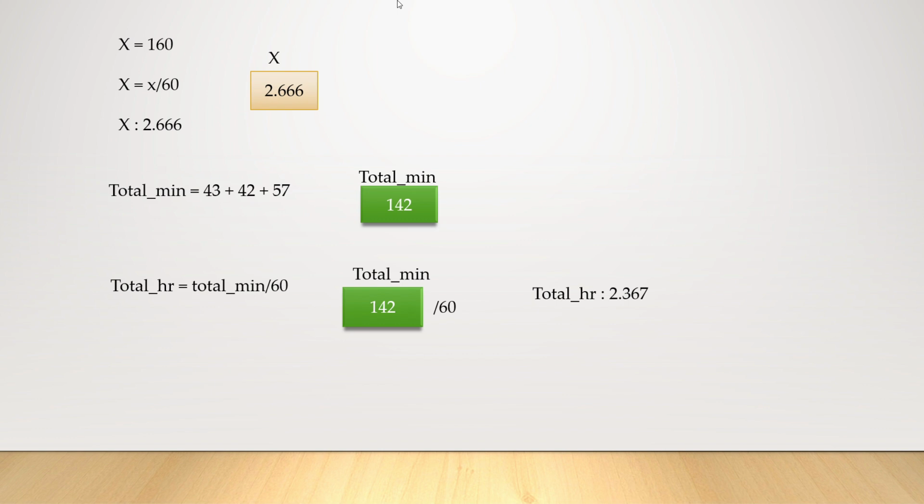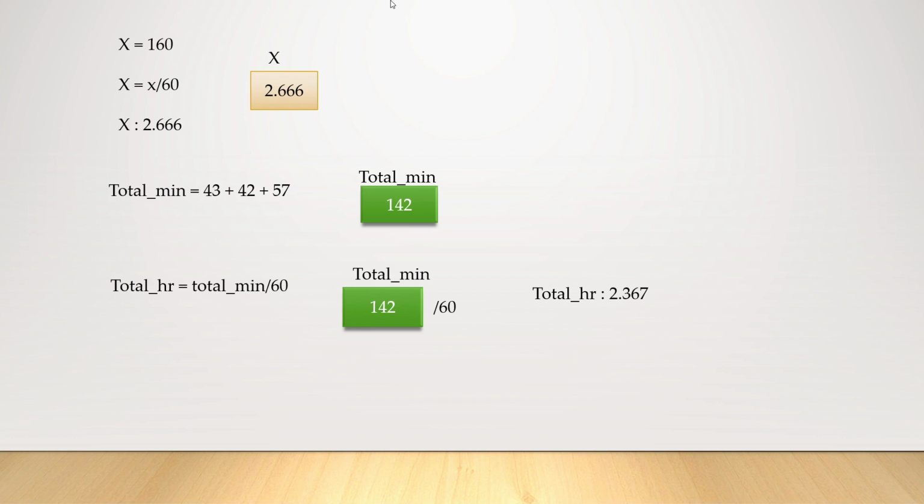In the next question, total hour is equal to total minute divided by 60. When we want to get the hour, we have to divide the total minutes by 60. So the total minute will be 142 from the above one. That will be divided by 60. Then we get the total hour as 2.36.